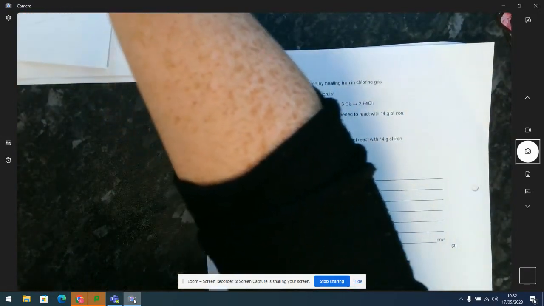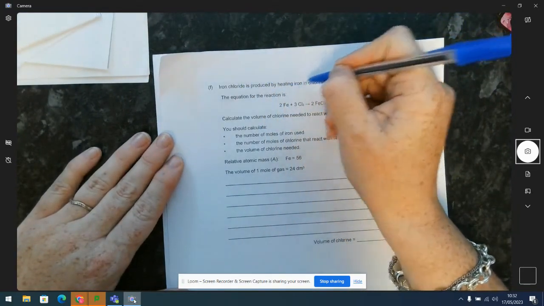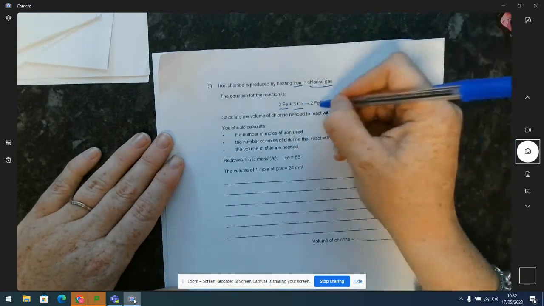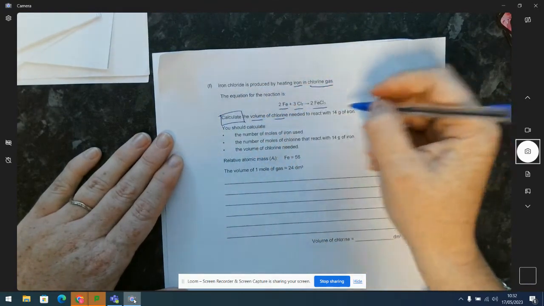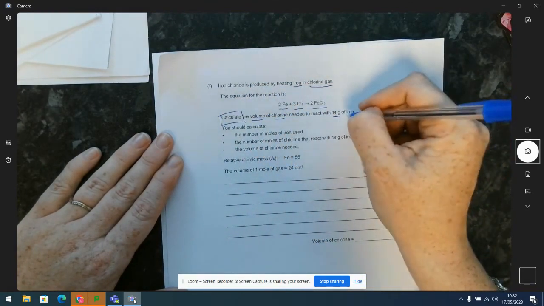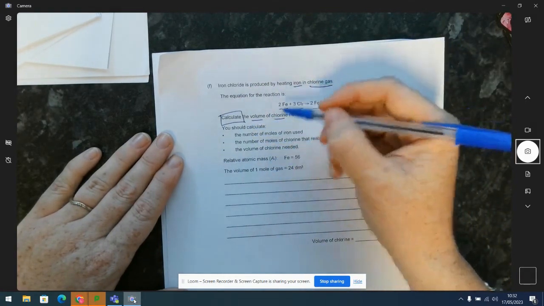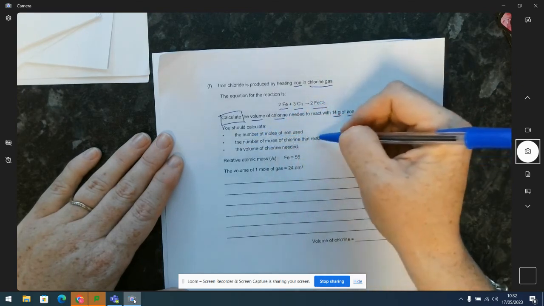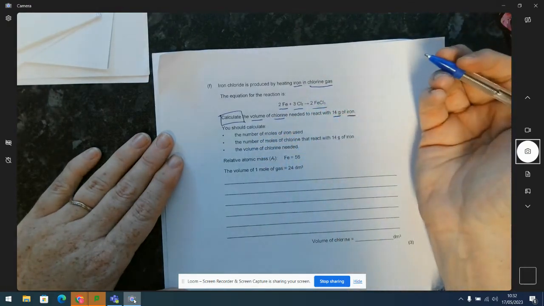So here's a 3-mark question. Lots to think about here. It says, iron chloride is produced by heating iron in chlorine gas. So I've got 2 moles of iron for 3 moles of chlorine, makes 2 moles of iron chloride. It's asking me to calculate the volume of chlorine needed to react with 14 grams of iron. And it's actually told me all the things that I need to make sure I do. So I've got to do the number of moles of iron that I've used. I've got to do the number of moles of chlorine that will react with 14 grams. The volume of chlorine that is needed, because that's essentially what I'm going to be asked to calculate.